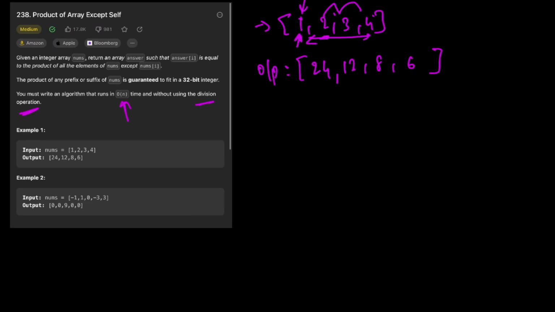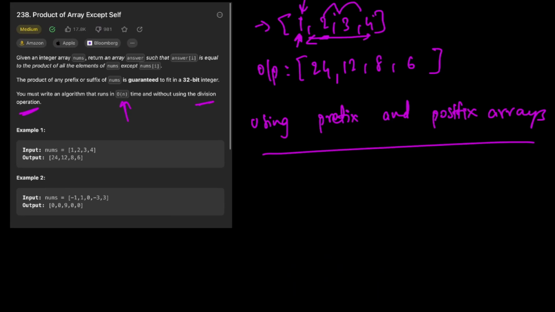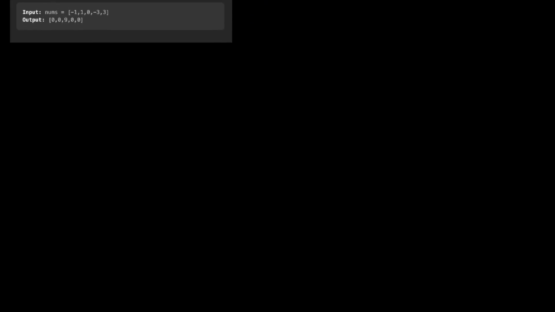So the way we would solve this problem is using prefix and postfix arrays. What I mean by prefix and postfix arrays is that we keep track of the current multiplication when we go forward and when we come backward, and then we use those to get the product of the array except the current number. This makes sense when I give an example.